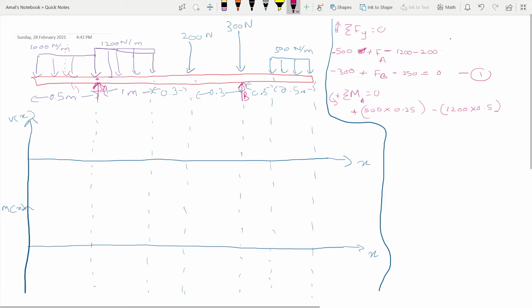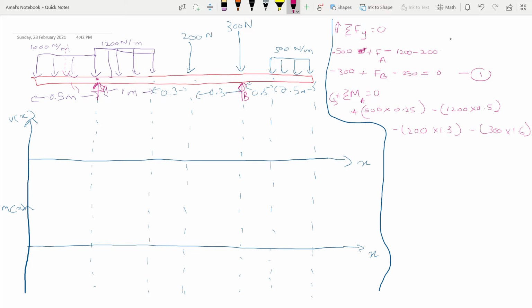And then this one, 200. So let's say it's also negative, right? So 200. What's the distance? 1.3. And 300, also a negative moment. The distance is 1.6.